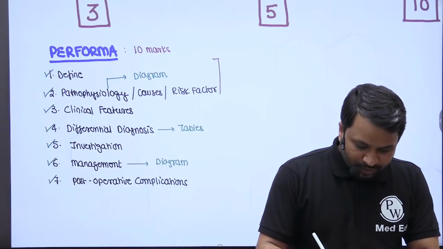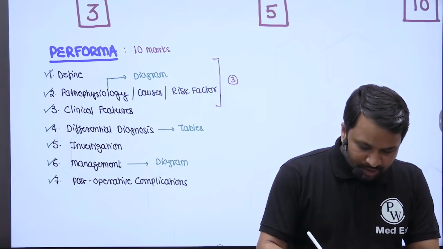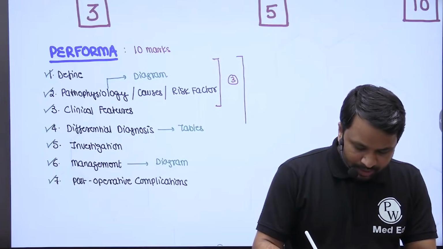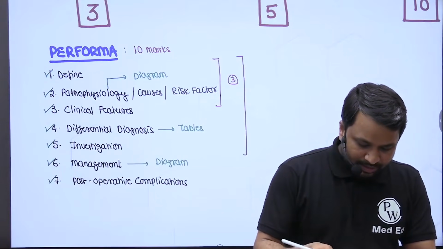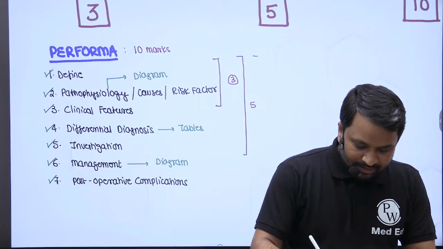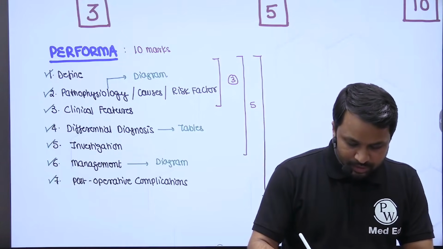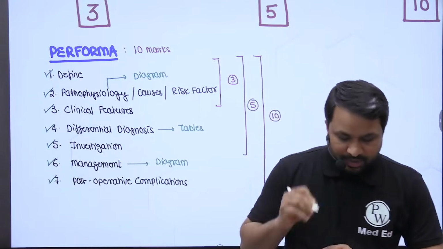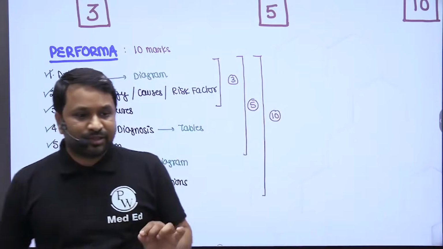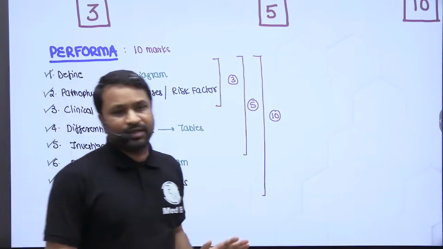So if the first 3 are there, it is for 3 marks. For a 5 marks question, I will go ahead with each individual point, but only write until the management. And for a 10 marks question, the entire set has to be followed. Simple, right? So you now know what to write for 3 marks, what to write for 5 marks, and what to write for a 10 marks question.